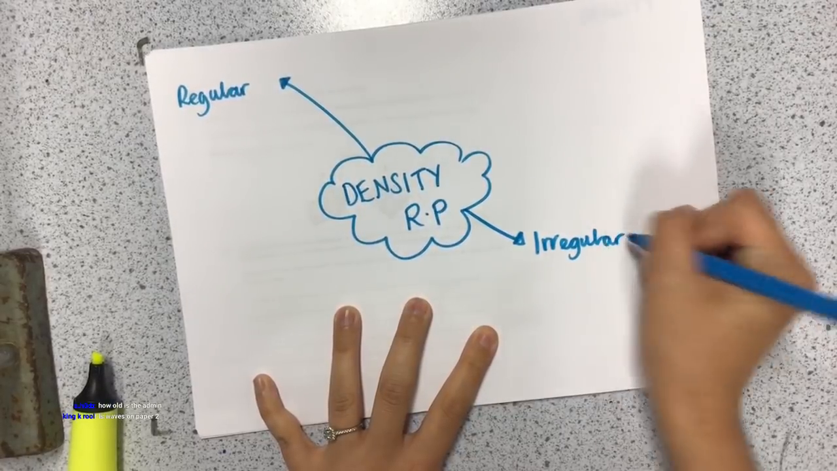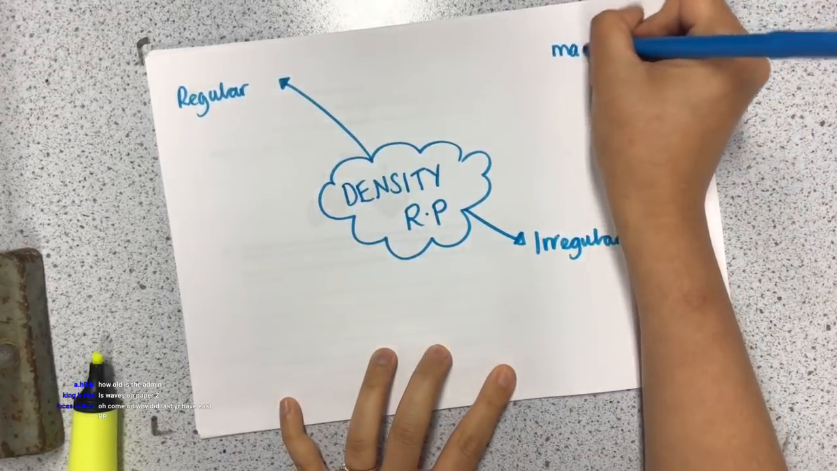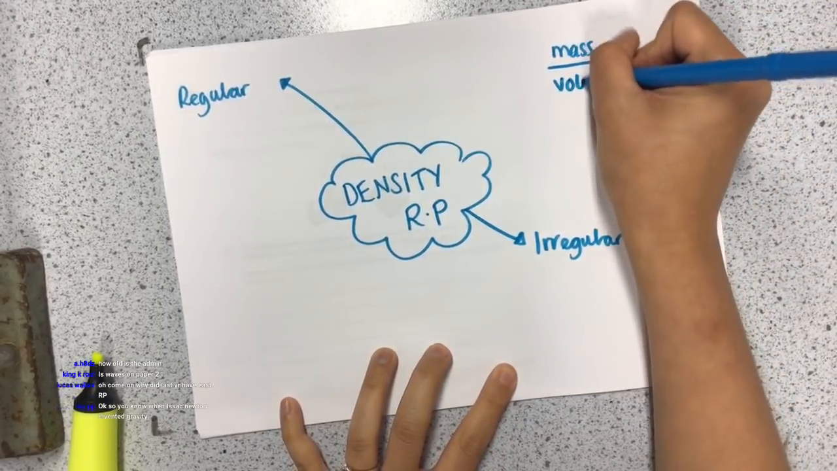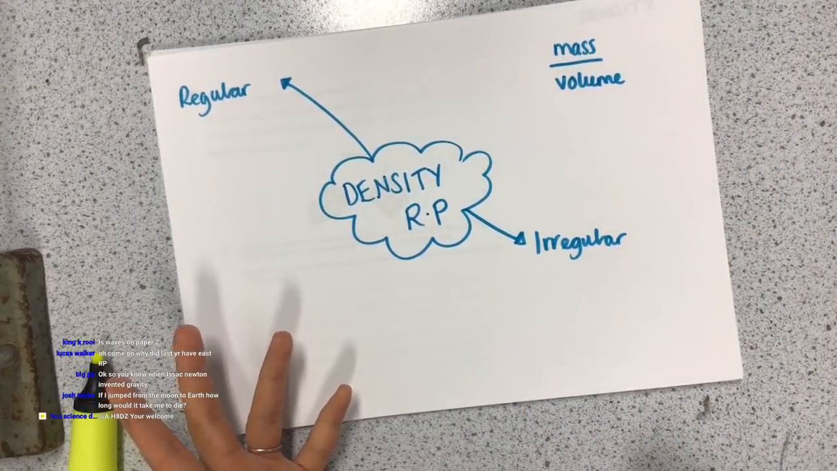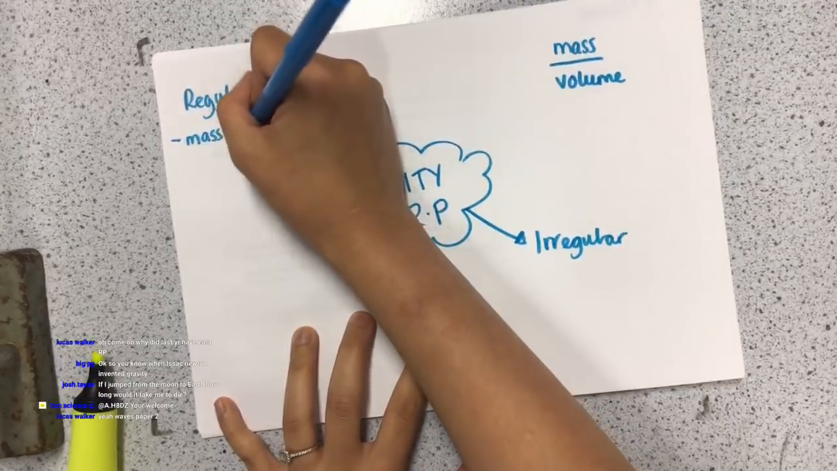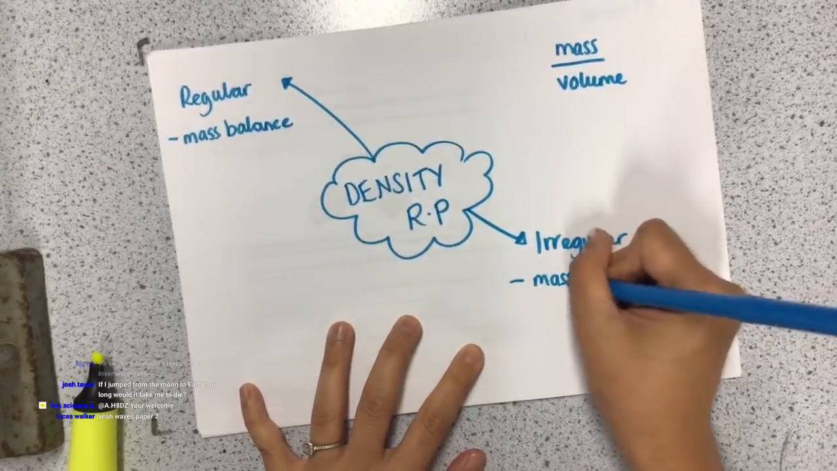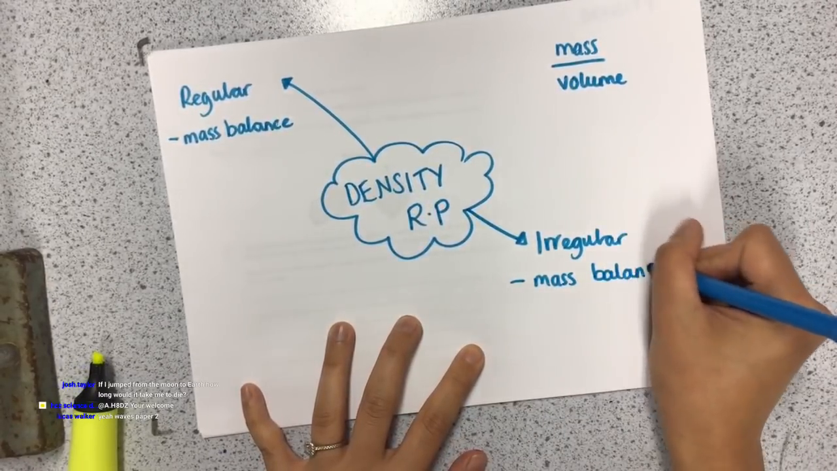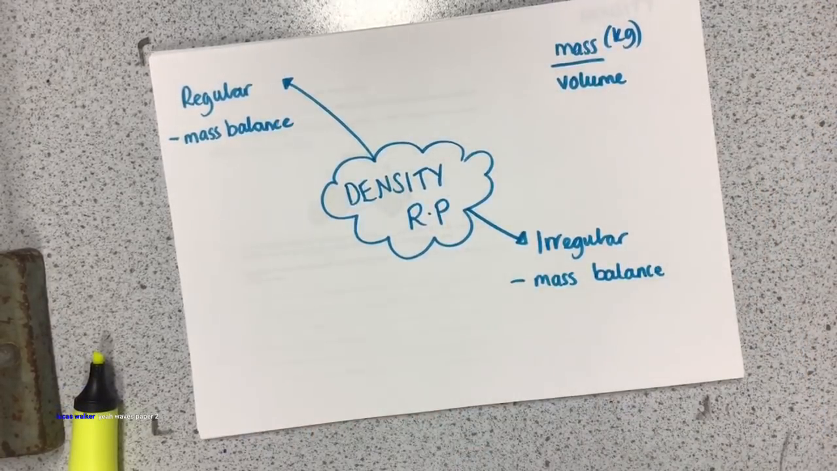So both of them start off the same way. If we think about density, remember it's mass divided by volume. So for both of them, to work out the mass, you're going to use a mass balance. And just remember that your units have to be in kilograms. So either check the settings on the mass balance or convert if it's given to you in grams, because remember, if it's given in grams, you divide it by 1,000.